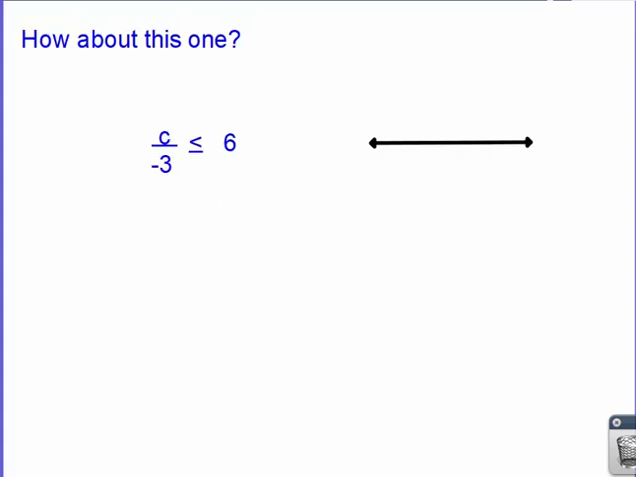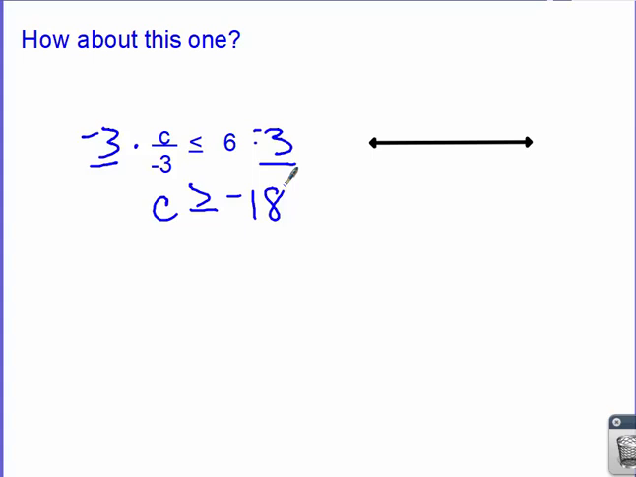Let's try one more. This one right here. Here we have a division problem. So I'm dividing by negative 3. So what I need to do to get rid of that is do a multiply by negative 3. And again, if this number is a negative, my inequality is going to flip as it comes across. We end up with c is greater than or equal to negative 18. So for values greater than negative 18, this will work.